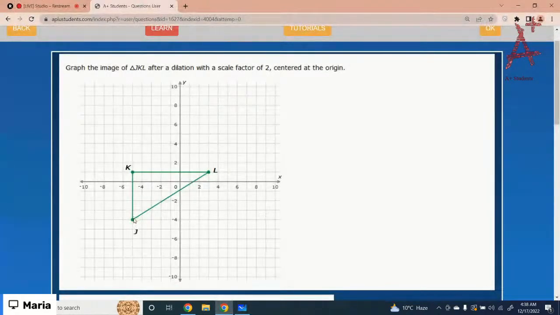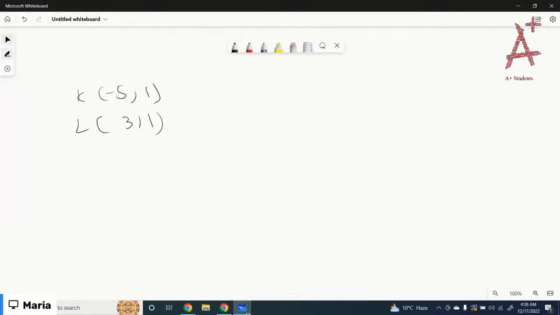And J are -5 and -4. So multiply all the factors by 2. Now the K dash is -10 and 5. L is 6 and 2. And J is -10 and -8.